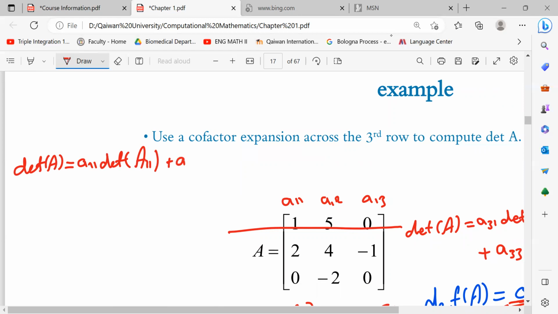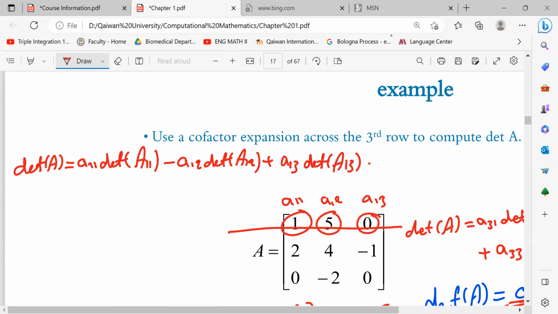Then plus. A12 is plus or minus? It's minus. A12 times the determinant of A12. Then plus A13 times the determinant of A13. Now we first replace the little A11, A12, and A13, and then we try to find the submatrices. Let's replace A11, A12, and A13, which are these 3 values.